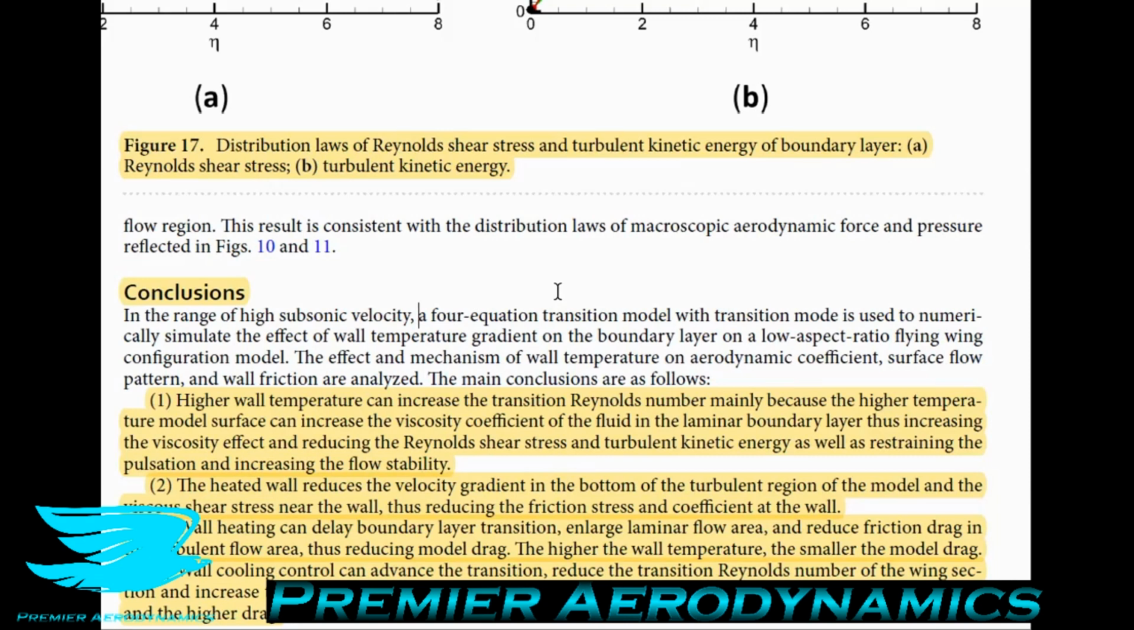Conclusion number 4. Wall cooling control can advance the transition, reduce the transition Reynolds number of the wing section, and increase the friction drag. The lower the wall temperature means lower transition Reynolds numbers, and the higher the drag. So that's in this paper.